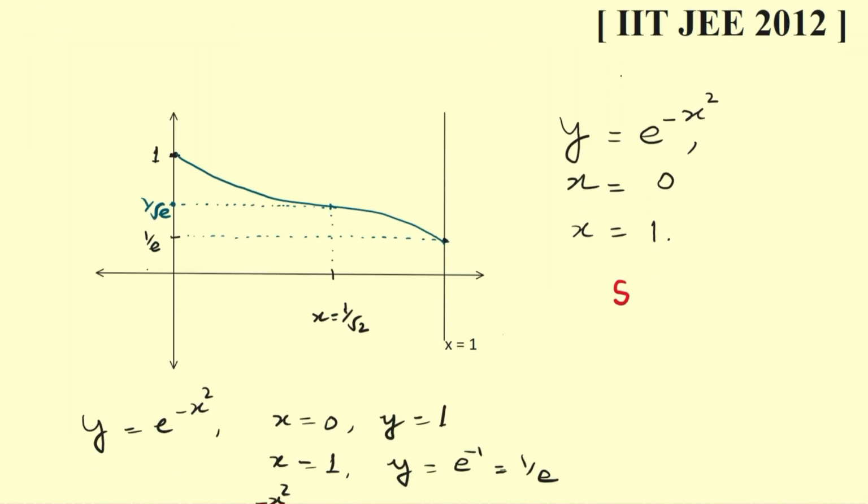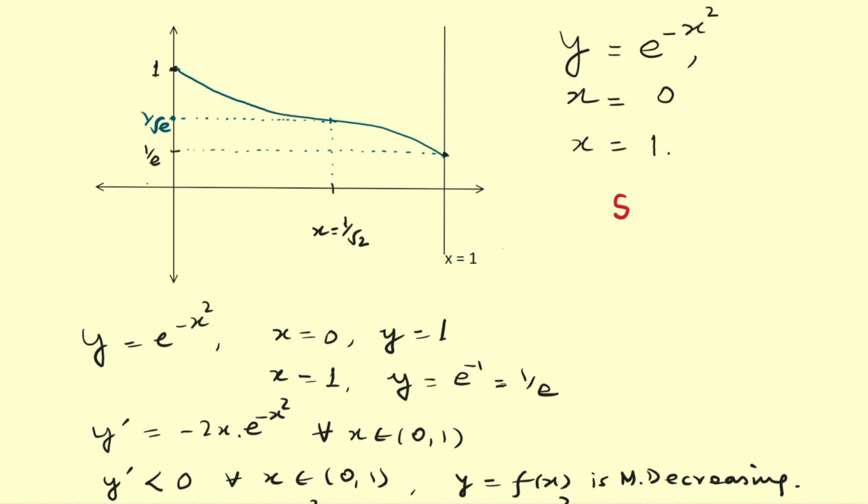So if you look at the region shown in the graph, it's very clear that this height is 1 by e and this length is 1. So if you talk about this rectangle, the area is going to be 1 by e. Now S is clearly greater than 1 by e. So if you say greater than or equal to, this comes out as correct. So the first option comes out as the correct option.